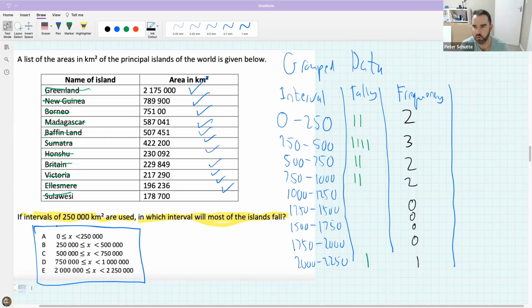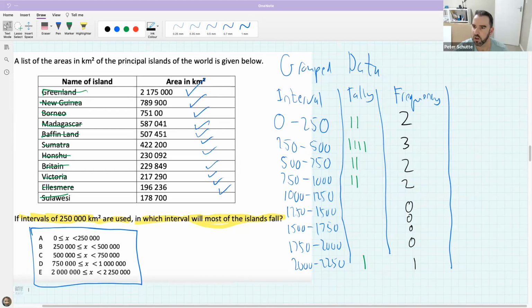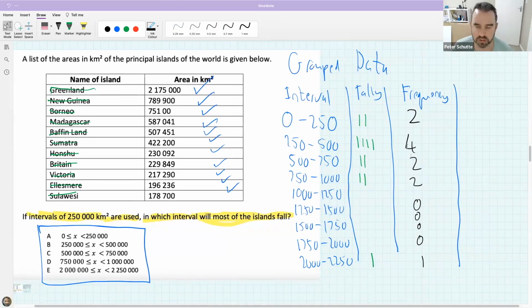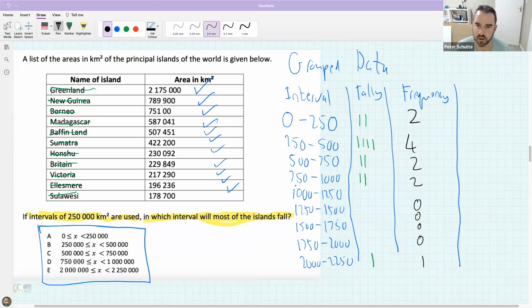In which interval will most of the islands fall? Oh, did I leave something out? Oh, it's 4. You're quite right. Thank you so much. There should be 4 here. So in which interval will most of the islands fall? Well, it looks to me like it should be this one over here. So that's the biggest. It's going to be this one.